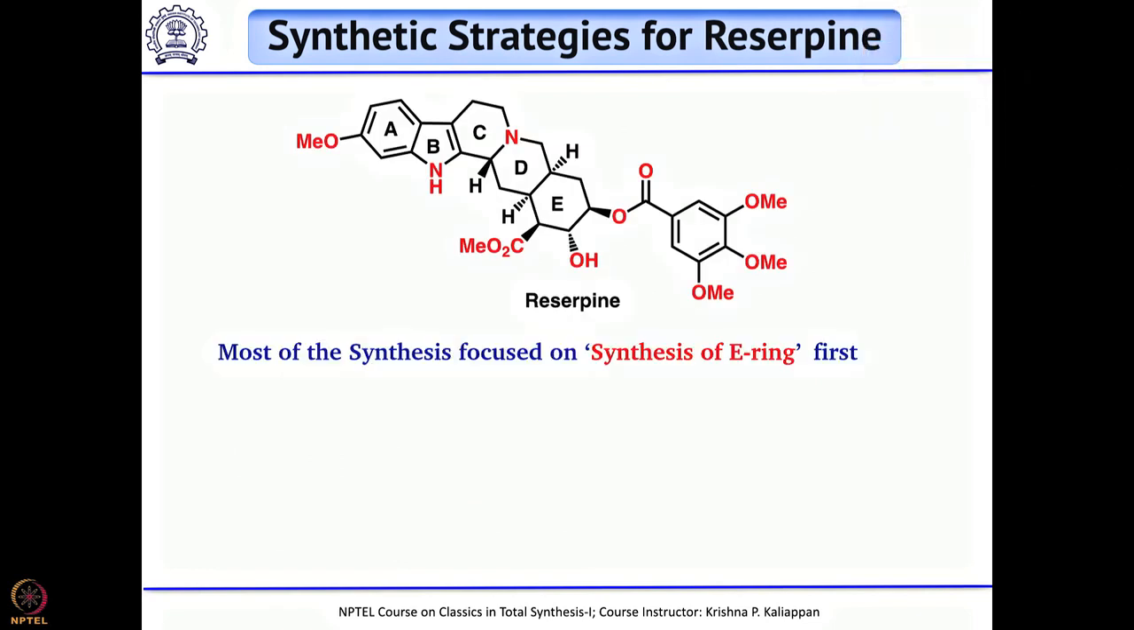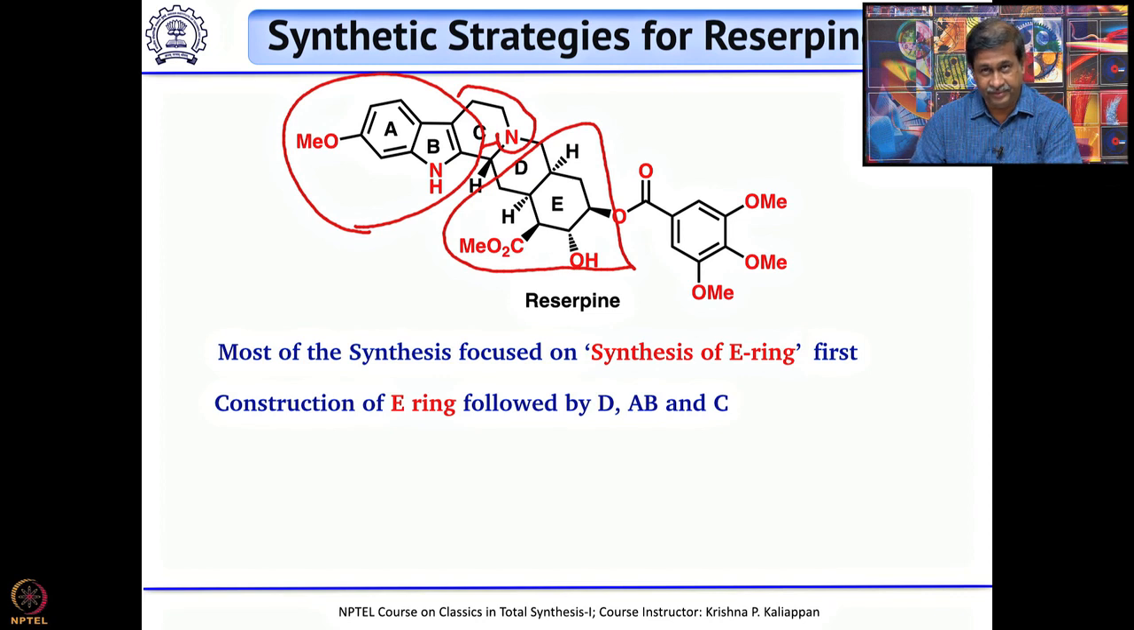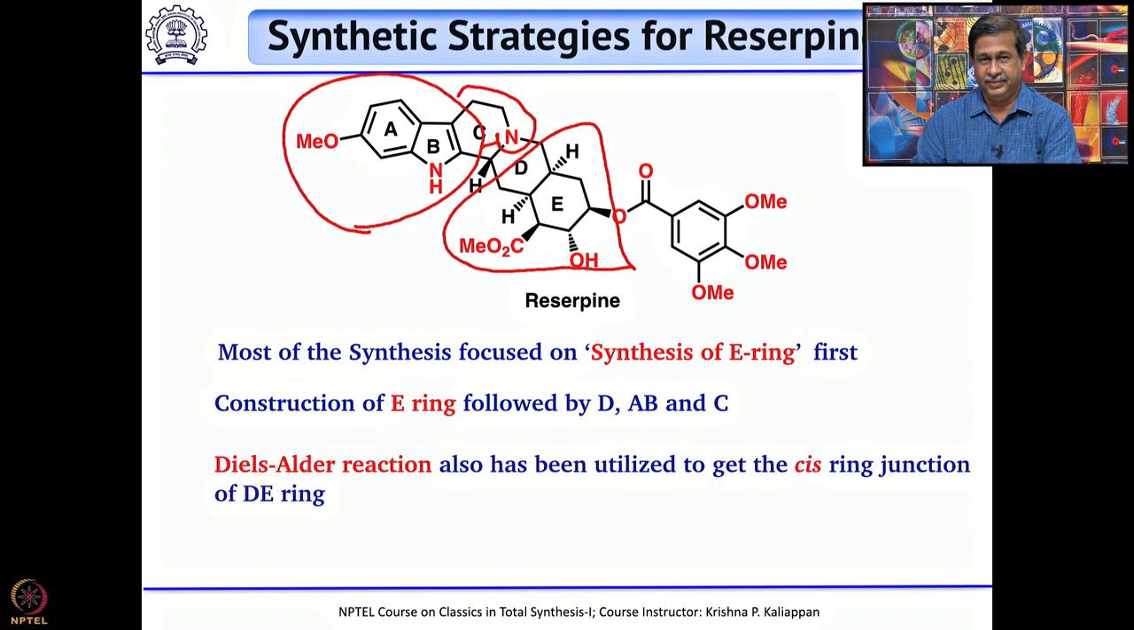From a synthetic point of view, what Woodward thought was, see, this is an indole ring, isn't it? A substituted indole. And if you take this nitrogen also, it is like tryptamine. So he thought, if we have to succeed in the total synthesis of Reserpine, the first thing is to focus on the E ring. The E ring has 5 chiral centers. That was the idea of Woodward, as well as many people who followed after Woodward's total synthesis. They wanted to make the E ring first, then add D, and then add A, B and C. This is how most of the syntheses of Reserpine were reported.